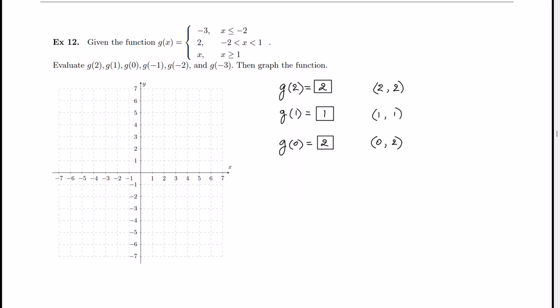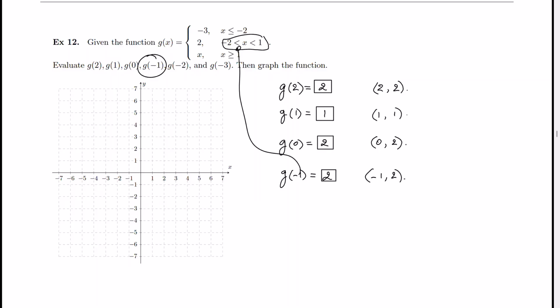Okay, so let's try g of -1. Again, the number -1 is between -2 and 1, so the output is always the same there. The output is always 2. And so the point that I get is -1, 2.